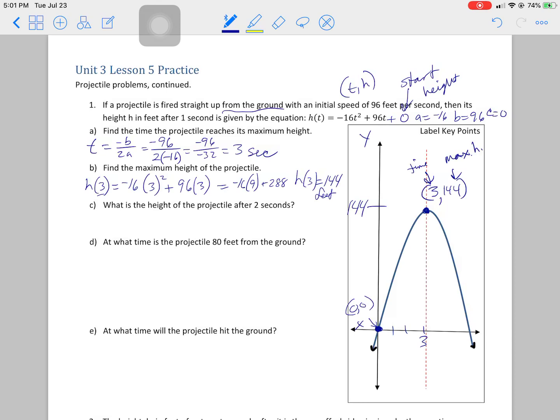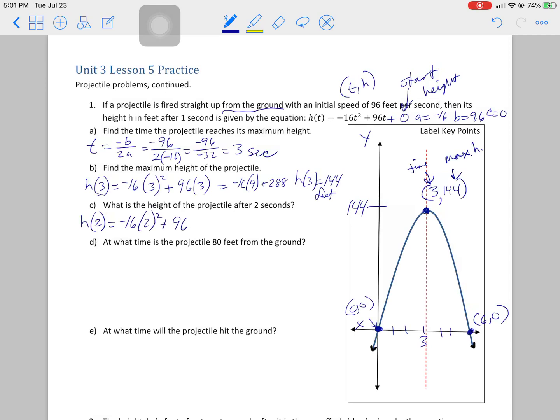If it takes 3 seconds to get all the way up here, guess where this is right here? 4, 5, 6 is where I expect my intercepts to be. I expect my intercepts to be 0 and 6. So we're going to come up with some math for that. But right now it says, what is the height of the projectile after 2 seconds? So I expect it to be here somewhere, right? Is where I expect 2 seconds to be. Let's find out mathematically. So what is the height? In other words, the height when the time is 2. So h of 2 means put the 2 in.